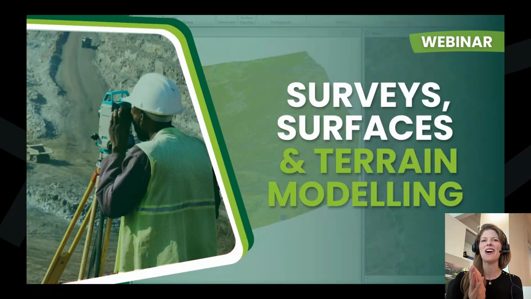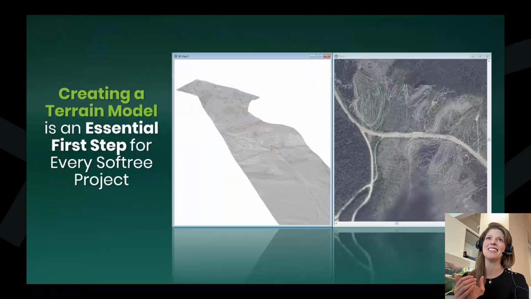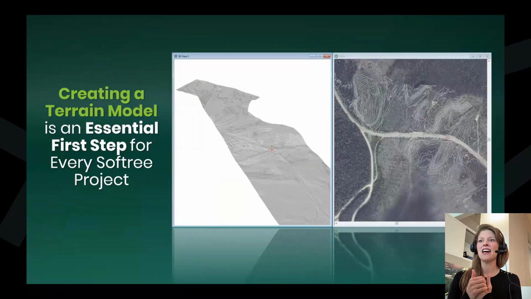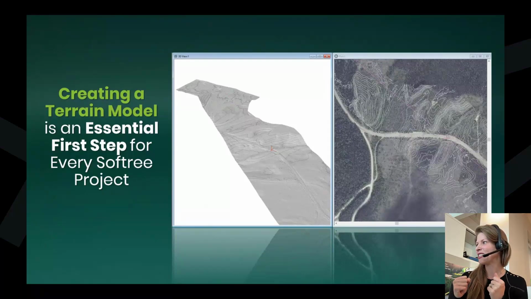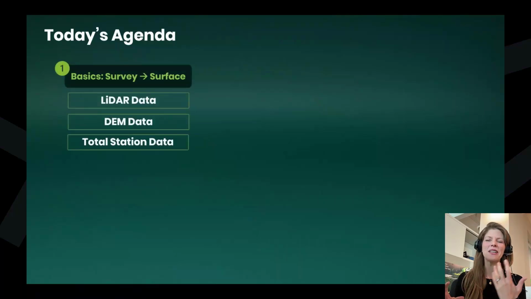He's going to be tackling all of the fun in-software demonstrations today, and there's going to be a lot of them. So as I mentioned, creating a terrain model is an essential step for every Softree project. We use it as the foundation for road design. We use it as the foundation for site design projects. And really, yeah, it's super important.